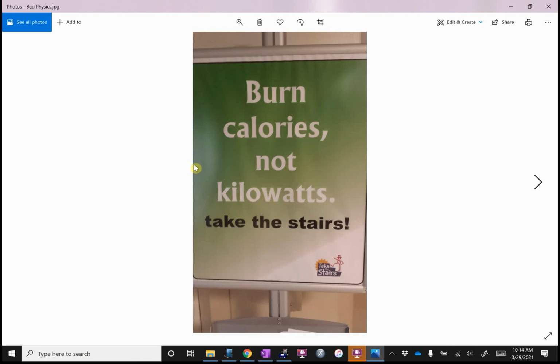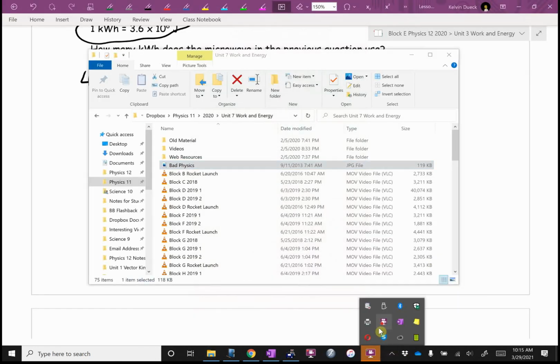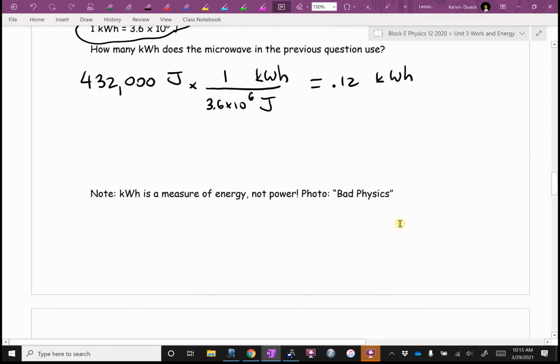This was on a bus stop here in BC. I saw it in downtown Vancouver. It said, burn calories, not kilowatts. Burn energy, not energy. That's wrong. Bad physics. My apologies for the interruption, staff. I just wanted to give you a heads up, an update, I should say.